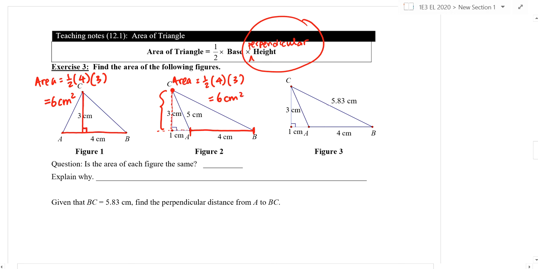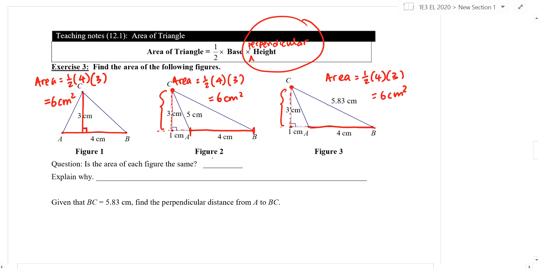And the final case, for figure 3. If we take AB as the base again, the height will be starting from the point that is not used in the base, which is point C, drop down a perpendicular line to our line extended from AB. So we have the perpendicular height as 3 centimeters again. Area is half times 4 times 3, and we get 6 square centimeters again.